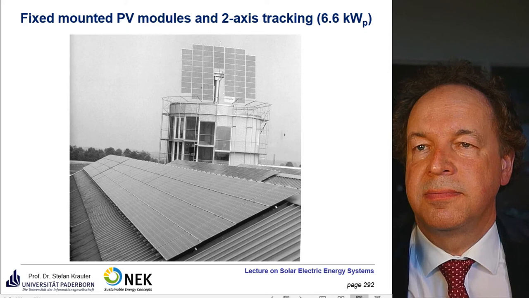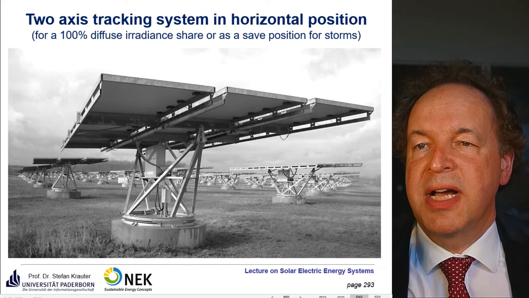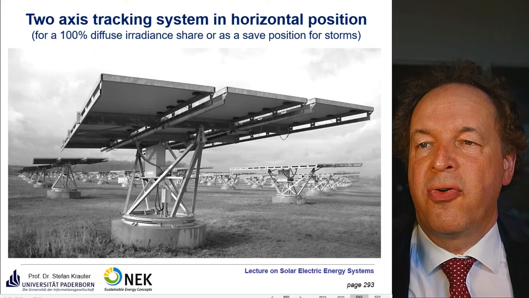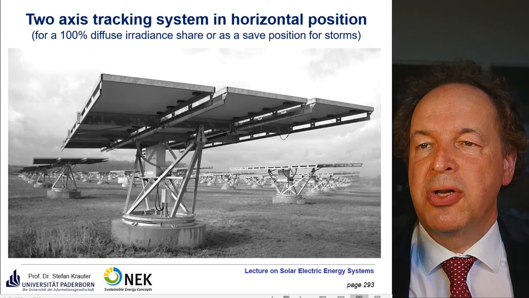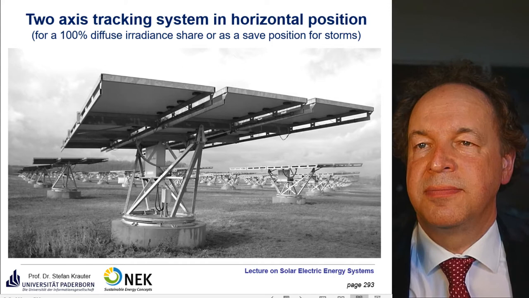Here, so-called mover. So also two-axis tracking. The moment is a safety position, because I took the pictures before a strong storm, and in order to give a little attack area to the storm, they are all now positioned in a horizontal position. This would be also the optimal position for diffuse irradiance only, so you capture the whole sky hemisphere during the periods of diffuse irradiance only.